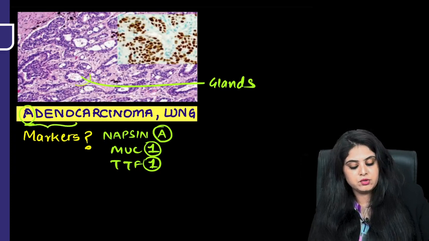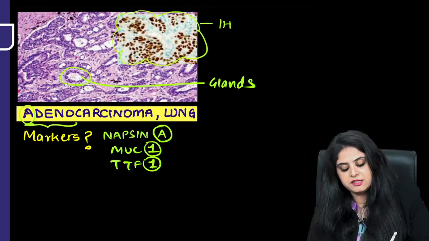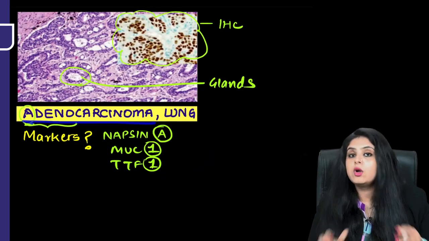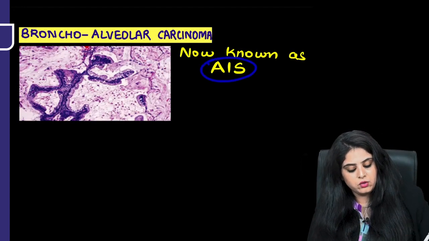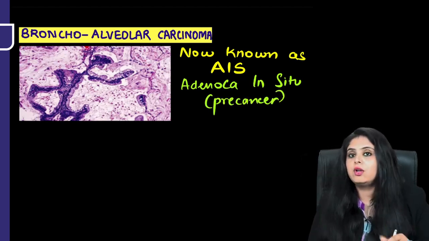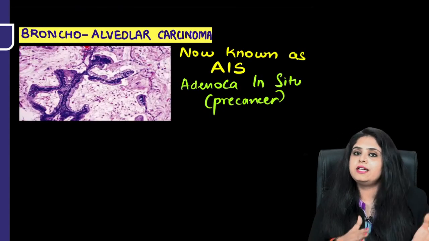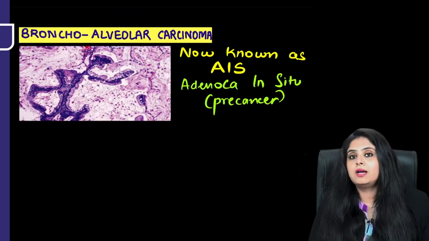Adeno word means it's going to show you glands. And what is this brown color stain? This I've told you so many times. Brown color stain is immunohistochemistry, means these markers must have been put. But this is adenocarcinoma. Is there any precursor lesion that happens? Yes, there is something known as adenocarcinoma in situ, which is the precancerous lesion. That is what you call it now, making sense that adenocarcinoma is cancer and adenocarcinoma in situ is pre-cancer. But earlier they used to call it bronchoalveolar carcinoma.